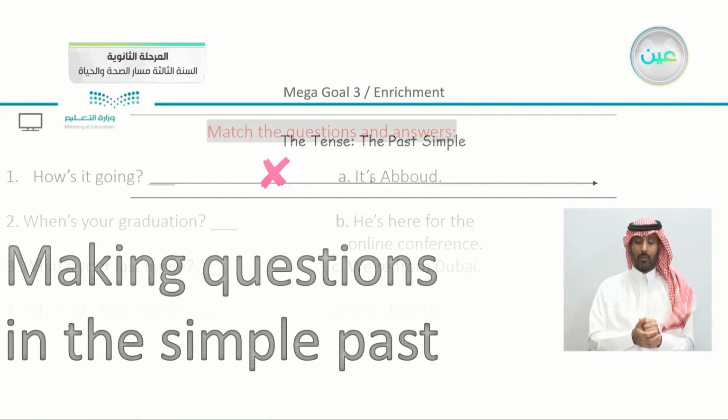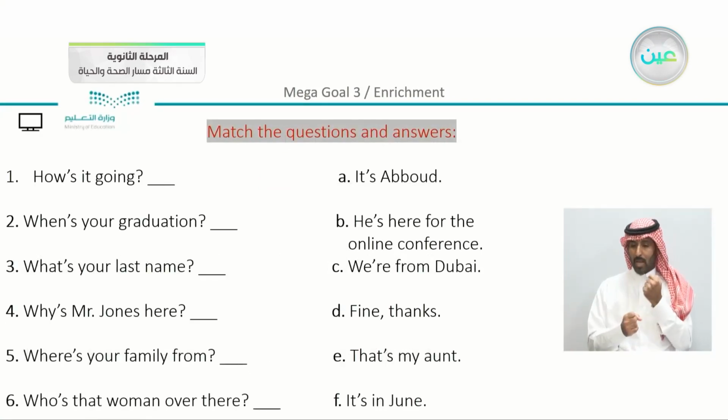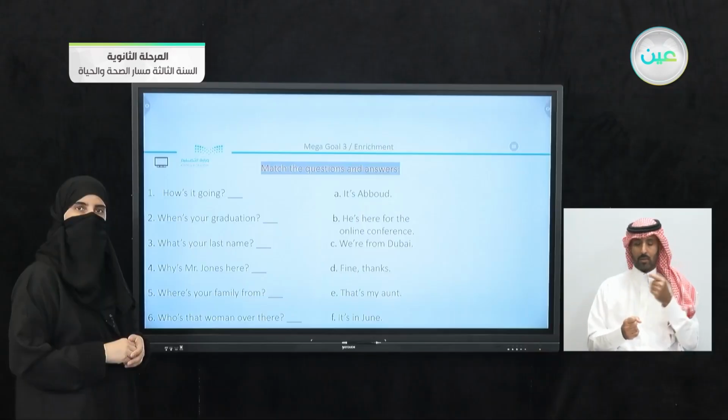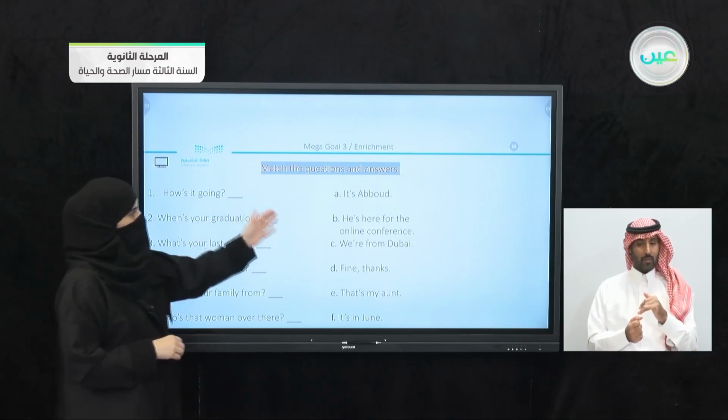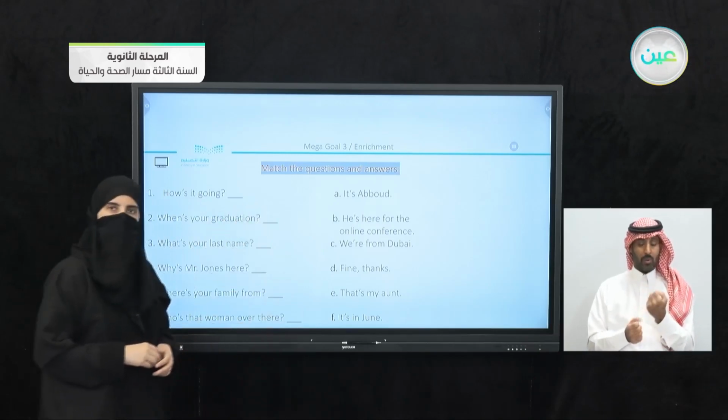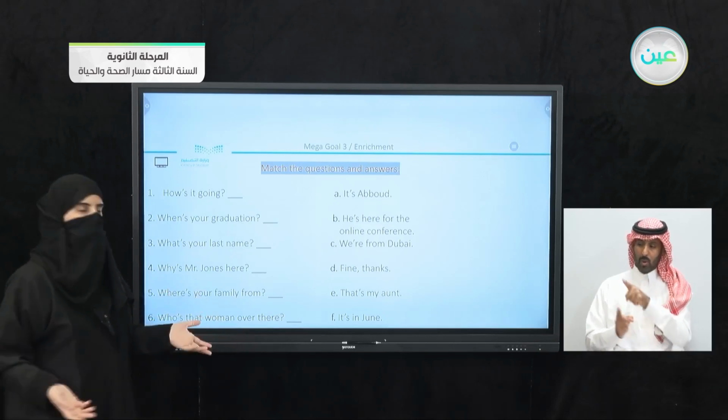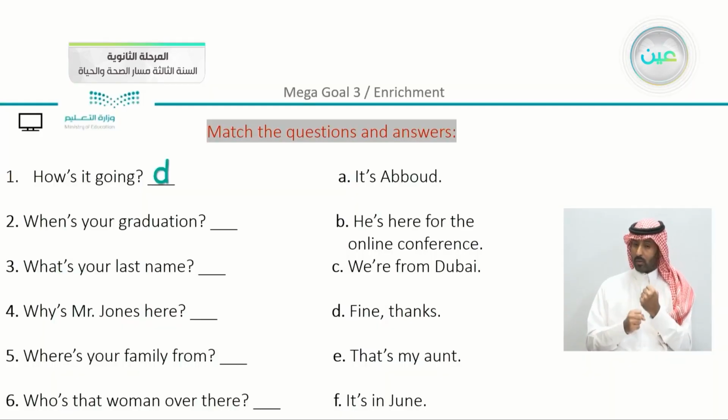Now we have making questions in the simple past. We're going to have a very simple task here to do together. How is it going? We have the answers here. You can see that if someone asks you how's it going, the answer is D, fine, thanks. When's your graduation? From the question when, we know that we are asking for a time. It is in June.